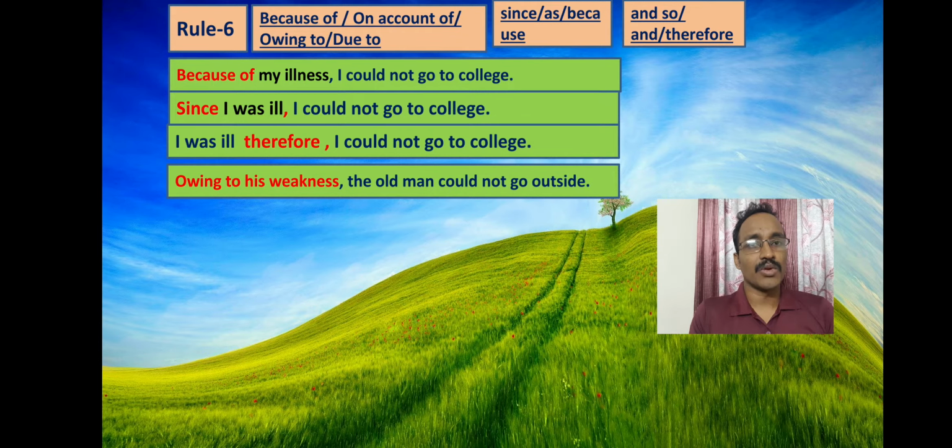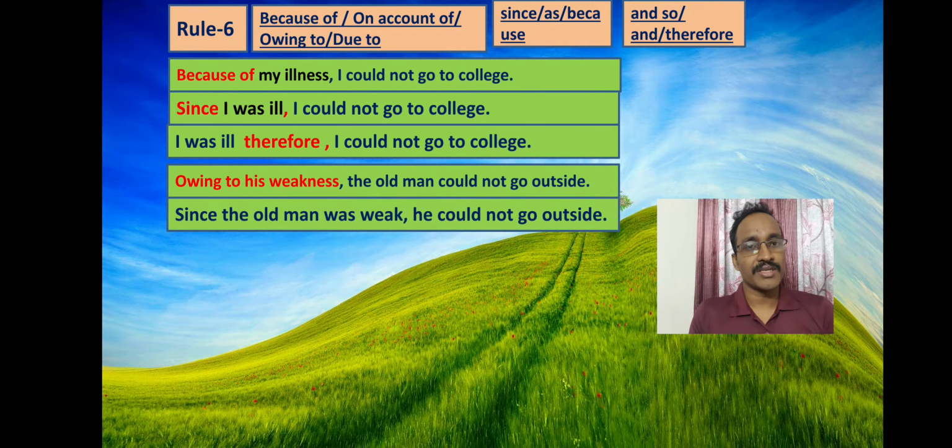Say another example. Owing to his weakness, the old man could not go outside. Owing to his weakness, this is a phrase. So we will make this phrase a clause. How to make it? Using a conjunction: since, as, or when. Since the old man was weak, he couldn't go outside. So this is a complex sentence.